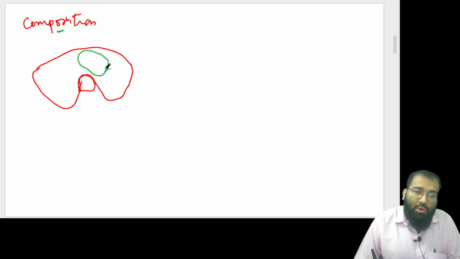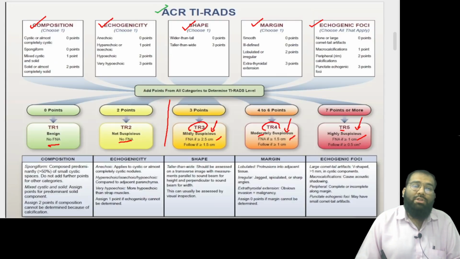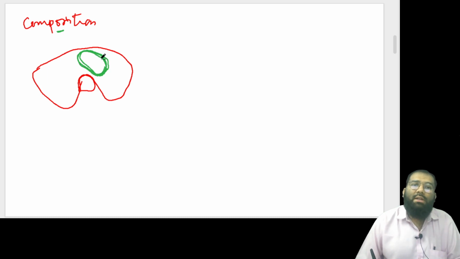So this nodule that is visible, what is it made up of? Is it solid? Is it cystic? Or is it a mixture of solid and cystic? Is it spongiform? Is it mixed solid cystic, or is it solid? So basically you have to see what is the composition of this nodule.